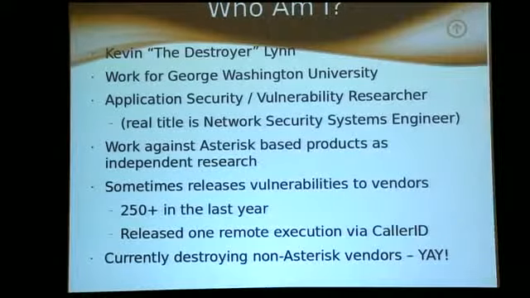You'll see that, Kevin the Destroyer Land, I got that nickname just recently because of some work that I did against some vendors in which I broke some appliances so badly that they had to be sent back to the vendor. So I do application security, and I'm a vulnerability researcher. My real title, of course, is network security systems engineer. I think places just make up titles so that they can pay you money, but that's not necessarily what you really do. Most of my work for the university with regards to Asterisk is independent research. I'm lucky enough that if I don't have anything to do for them, they allow me to target things that I want to. You'll see, 250 plus in the last year that I've released to different Asterisk vendors. And about a week from now, I'm going to be rolling on to destroying some non-Asterisk vendors. I'm really looking forward to that because I like Asterisk. I don't really like non-Asterisk vendors.